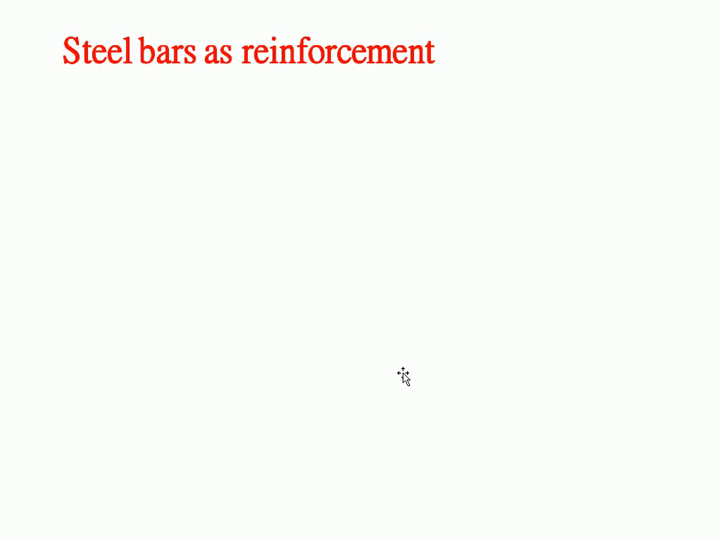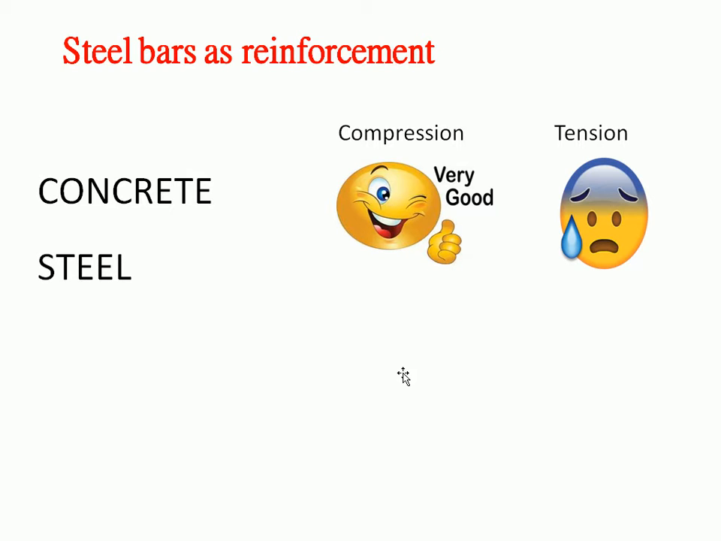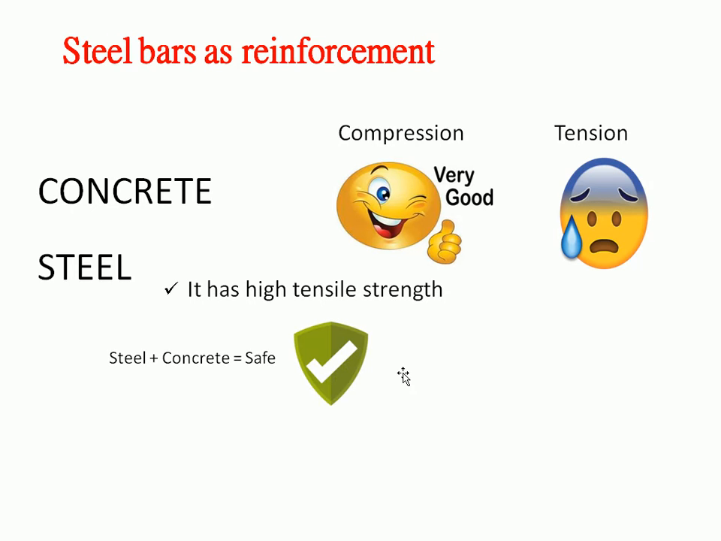Now, we briefly explain why we use steel bar as a reinforcement. We know that concrete is a material which is good in compression and weak in tension. To remove this weakness of the concrete, we use steel bar, because steel has a high tensile strength, which means the combination of steel and concrete becomes safe.